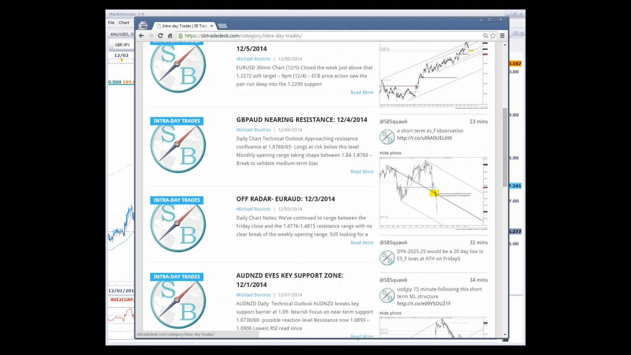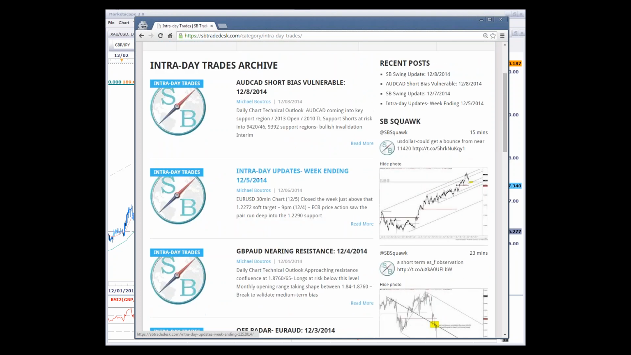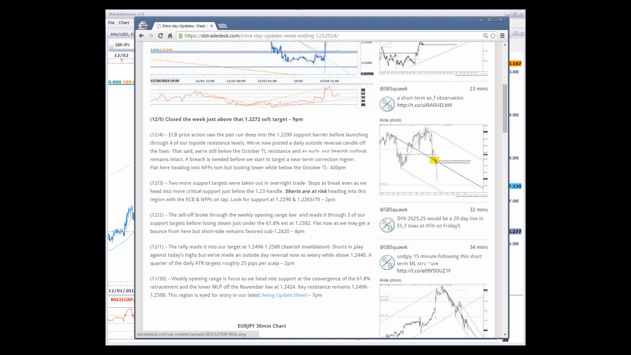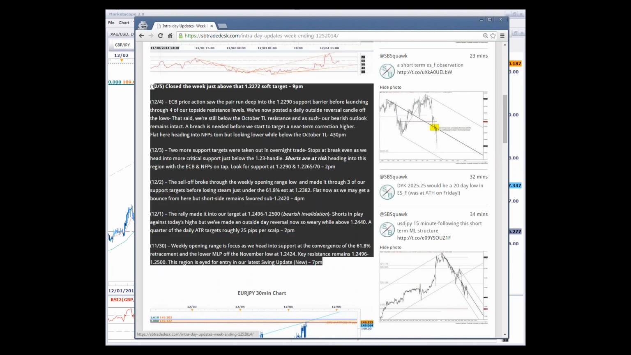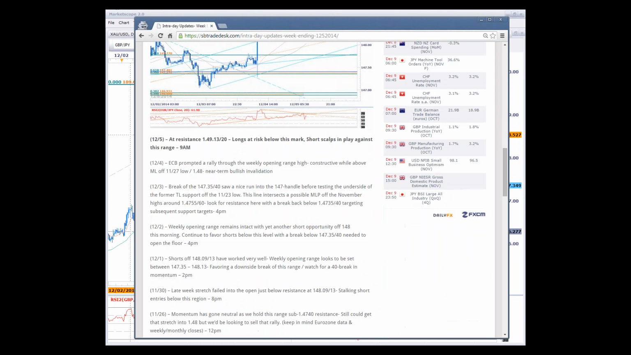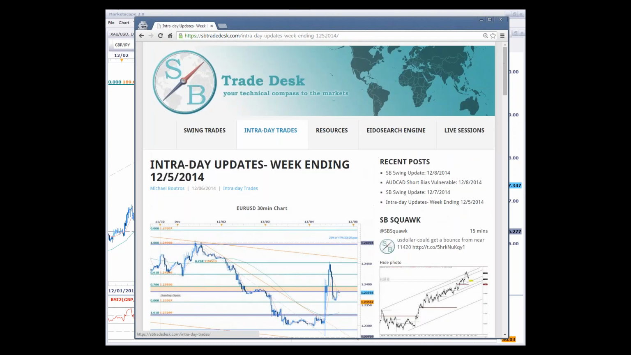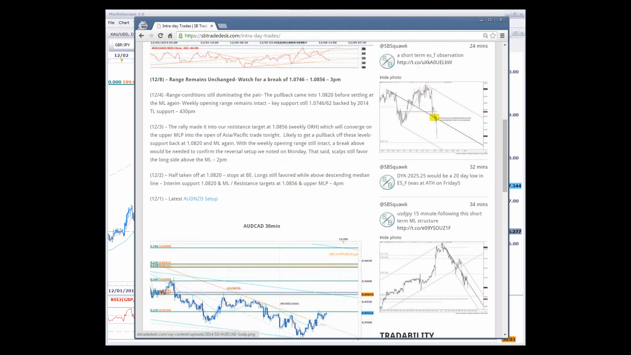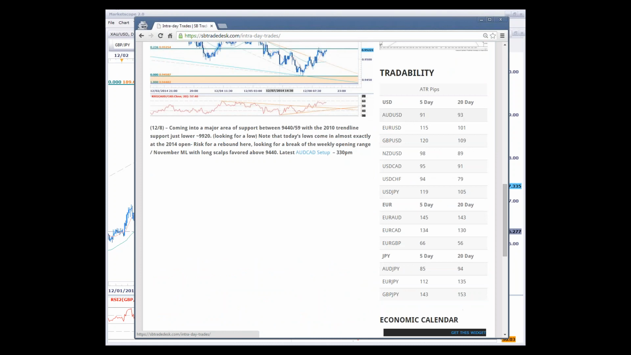Now, guys, once a week, I will archive the intraday updates so that you can go back and say, okay, here's euro dollar, here's what we were following through last week. Here's euro yen, here's all the notes that we put in as we followed through that setup. So the archives are always there for you, but the intraday trades are always going to be what I'm watching right now.